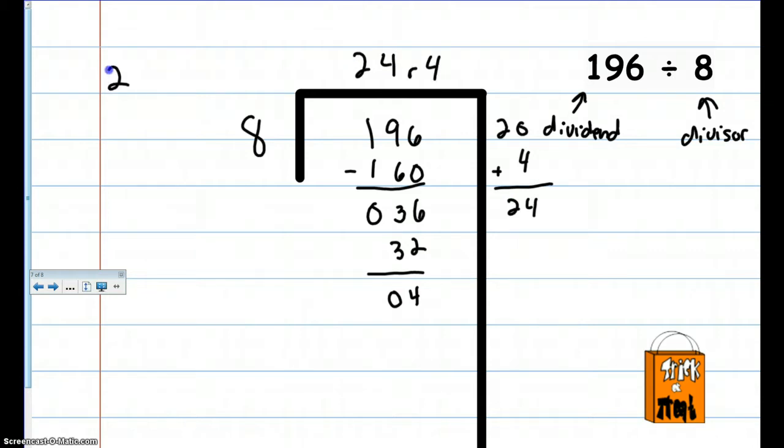If I do 24 times 8, 8 times 2 is 16, 17, 18, 19. 192 plus 4 is 196. I checked it and I am correct.